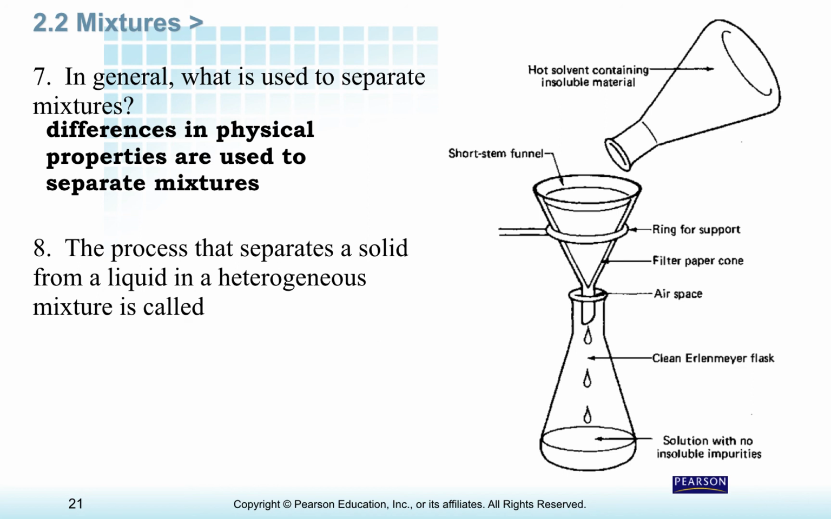The process that separates a solid from a liquid in a heterogeneous mixture is what we call filtration or filtering. And on the right, you see how we would filter in lab. Get yourself a funnel, get yourself your mixture, put some filter paper inside, and you pour it through, and the solid would stay in the filter paper and the liquid would go through. That's really how coffee works, because the coffee grounds stay in the filter and the liquid soluble coffee will then go into the water.